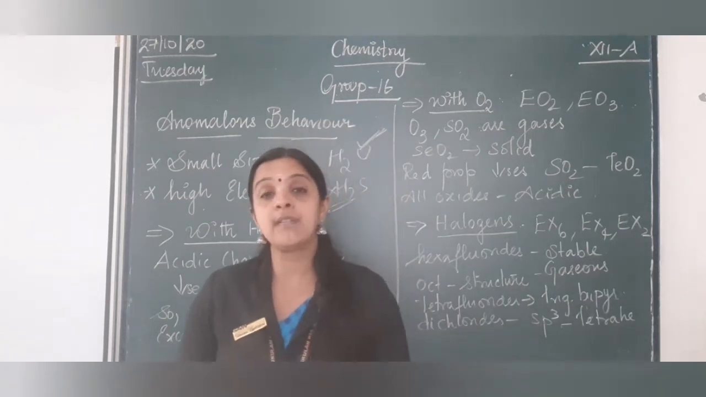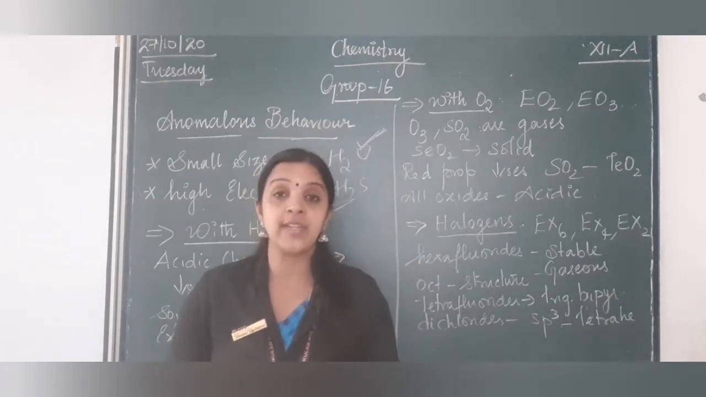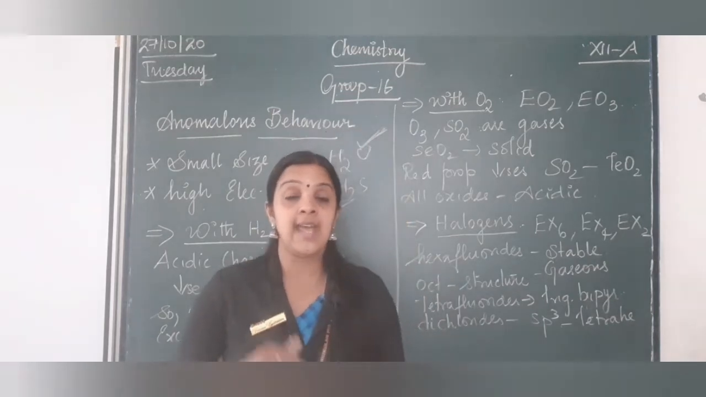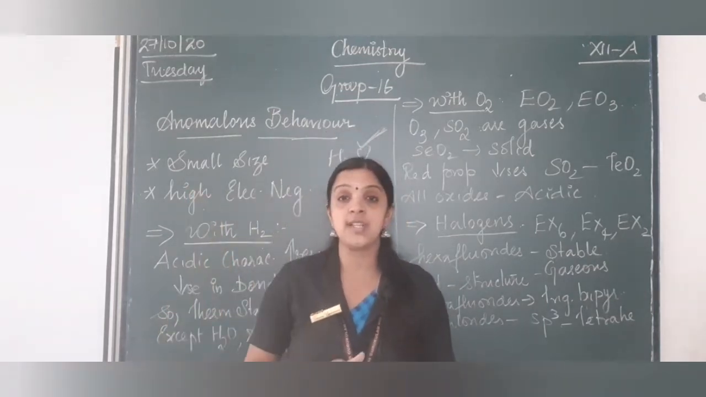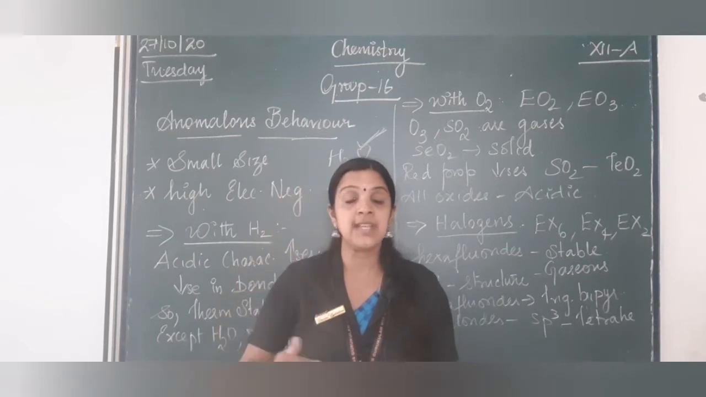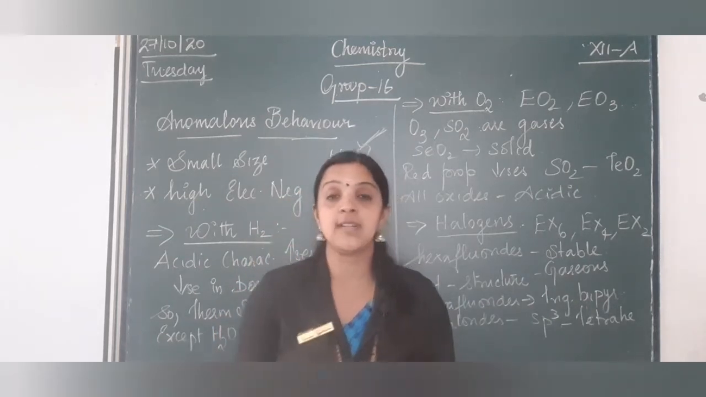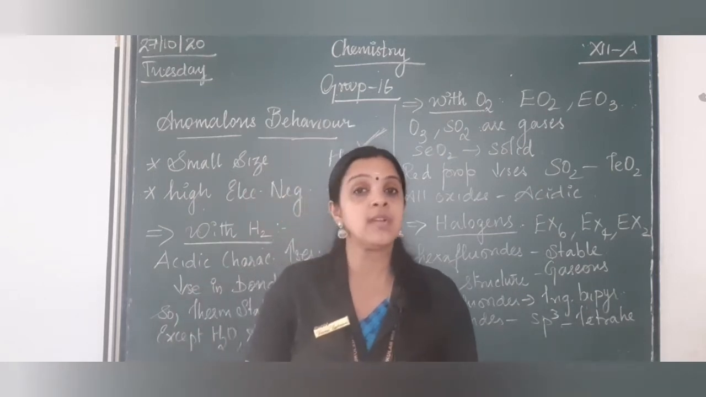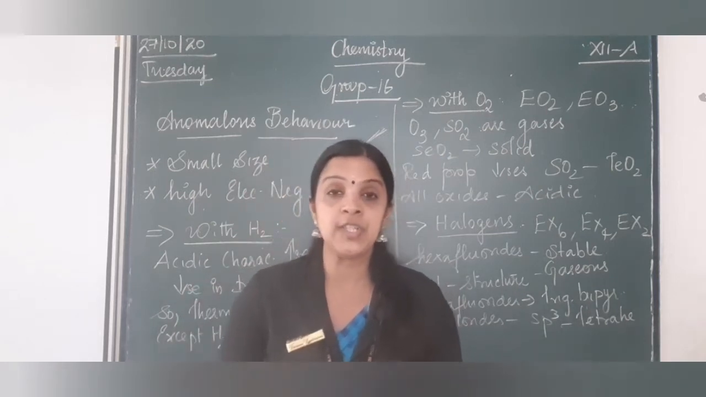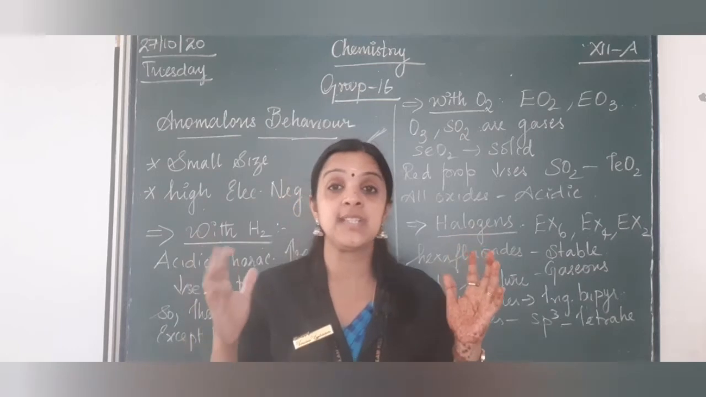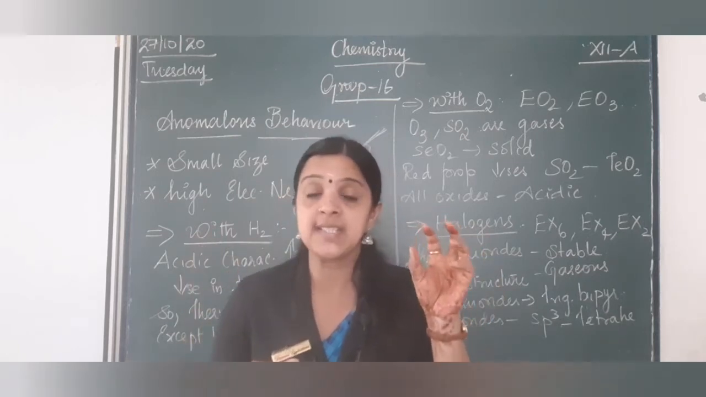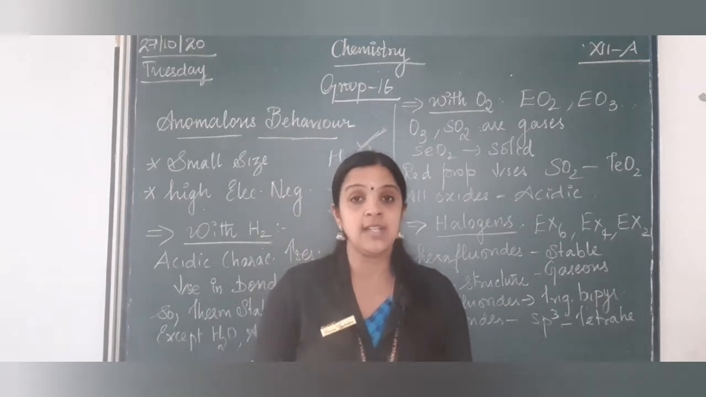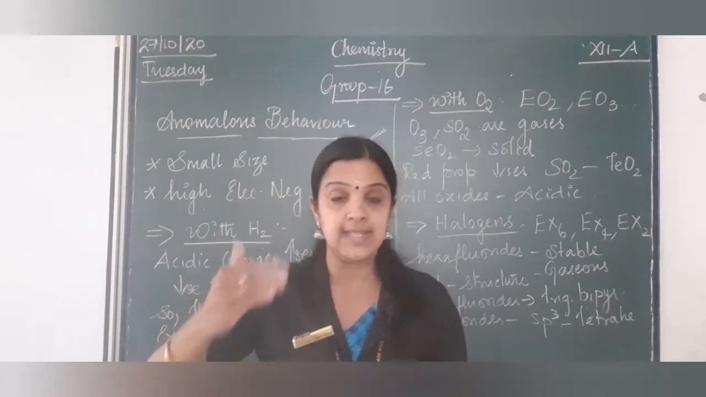If you talk about the atomic radii or ionic radii, that is the distance between the nucleus and the electron present in the last shell. As the number of shells increases down the group, definitely the atomic radii will also increase down the group. So what will happen to ionization energy? As the number of shells increases, you need very less energy to remove the electron from the outermost shell. So ionization energy will decrease.